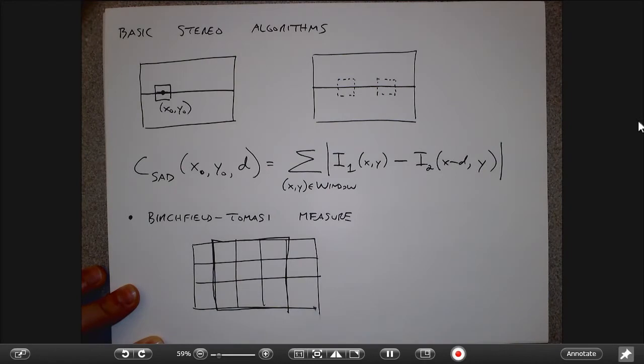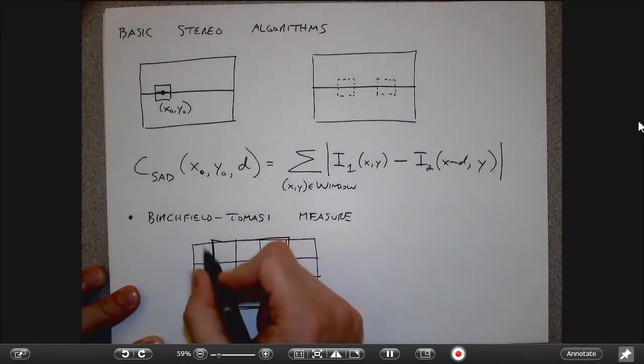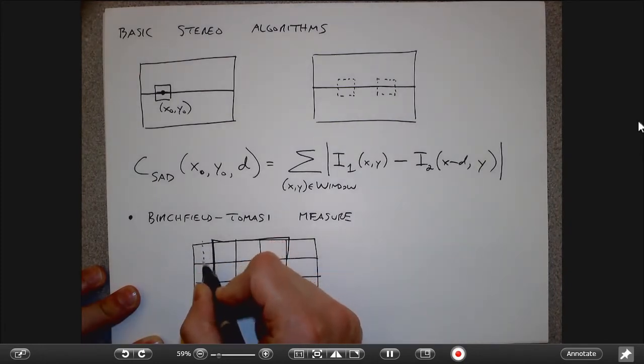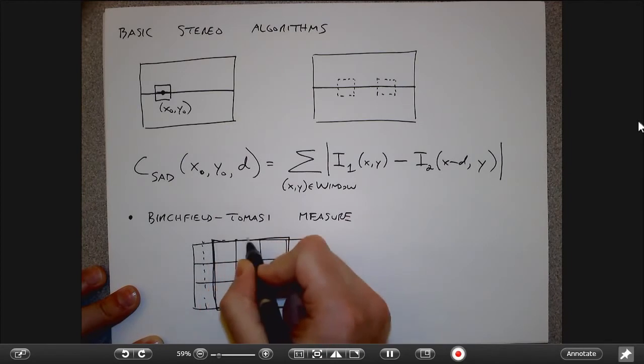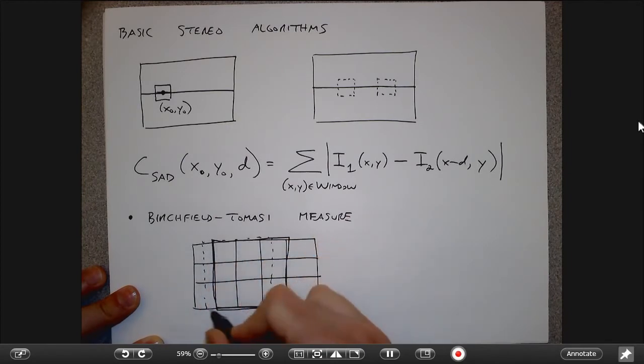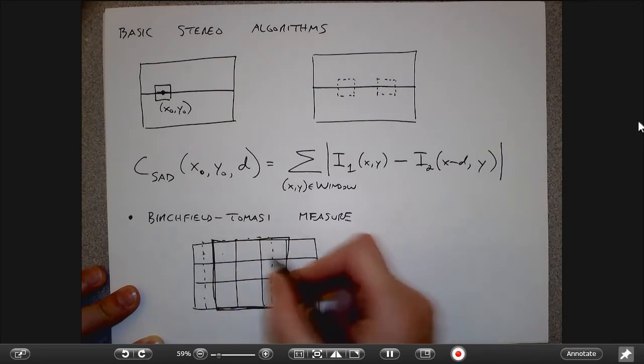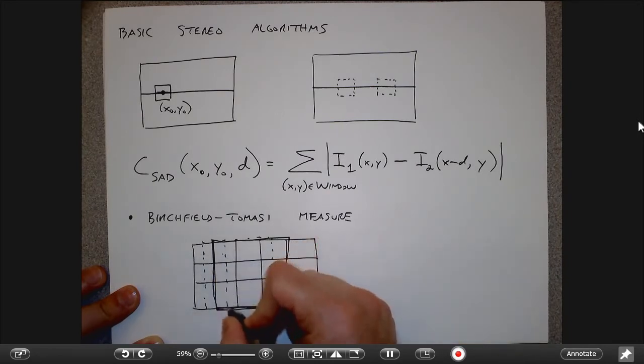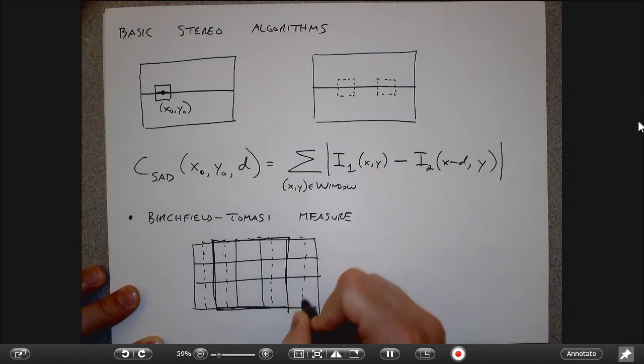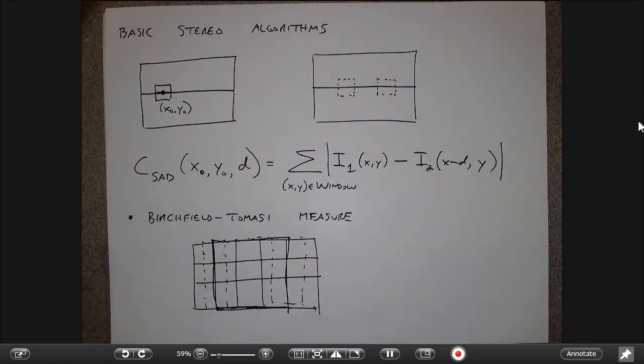So Birchfield-Tomassi would basically say, okay, I can compare the window from image 1 to this window here, and I can also hypothesize what would happen if I moved over half a pixel. So, interpolating between this pixel and this pixel to get a value here, or moving half a pixel over and looking at this window shifted a little bit. So it's a way of doing a little bit of sub-pixel interpolation, even though the disparities are only measured in full pixels, right?